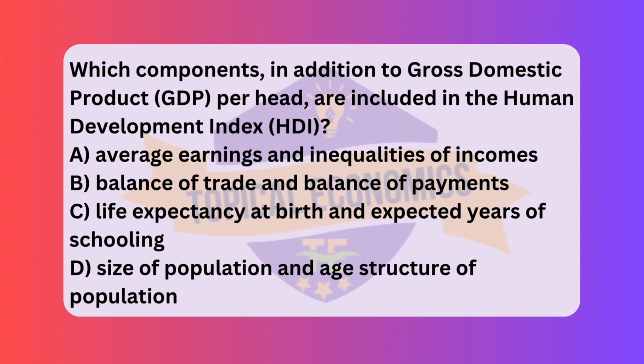Next, option B. Balance of trade and balance of payments. These are economic indicators related to a country's international trade and financial transactions. They are not part of the HDI. HDI is concerned with human well-being indicators, not external economic trade data. Lastly, option D. Size of population and age structure of population. The size and age structure of the population may influence a country's economic and social development, but they are not components of the HDI. The HDI focuses on measurable factors related to health, education, and standard of living.